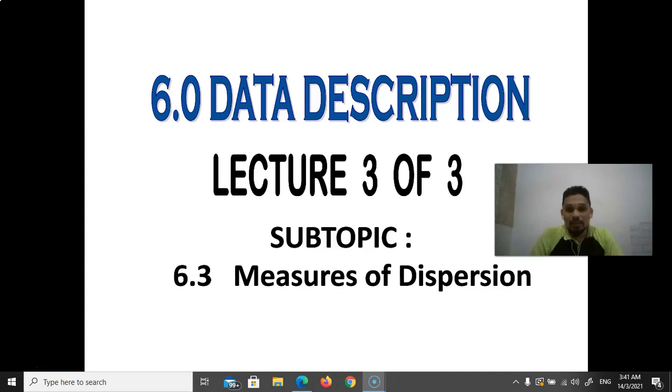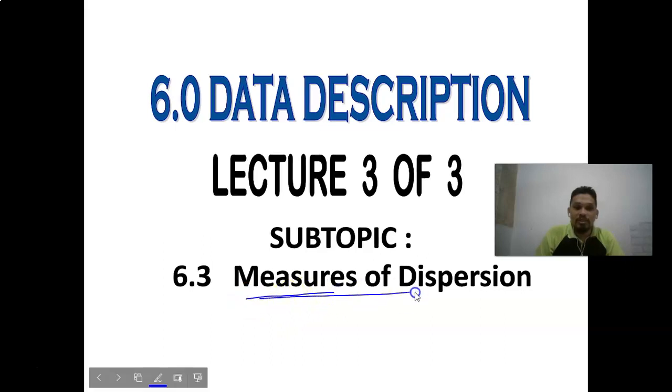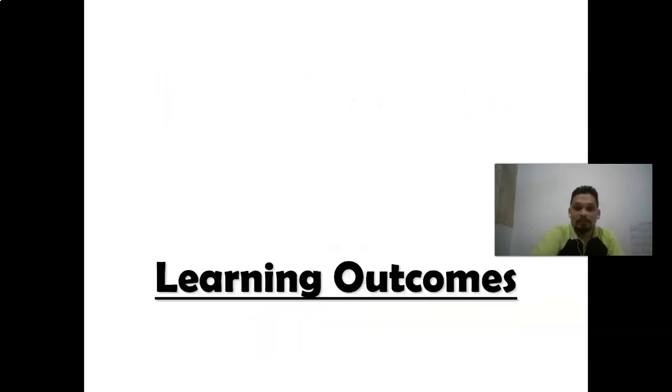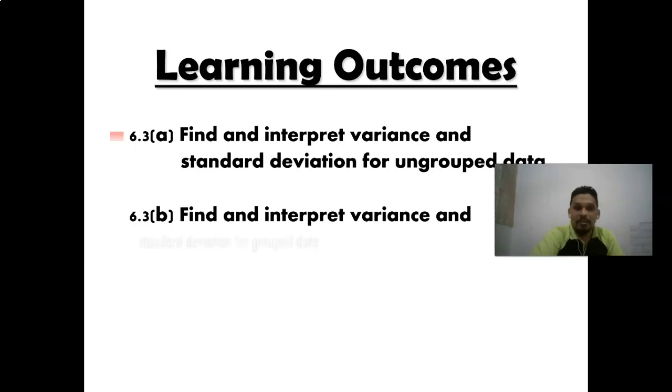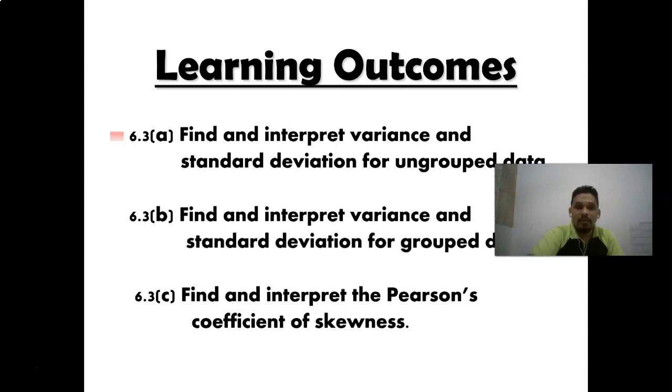Okay, so we are at the end of the last subtopic for chapter 6, data description, lecture 3 of 3, with the subtopic of measures of dispersion. In this video, we are going to find and interpret the variance and standard deviation for ungrouped data, variance and standard deviation for grouped data, and find and interpret the Pearson coefficient of skewness.